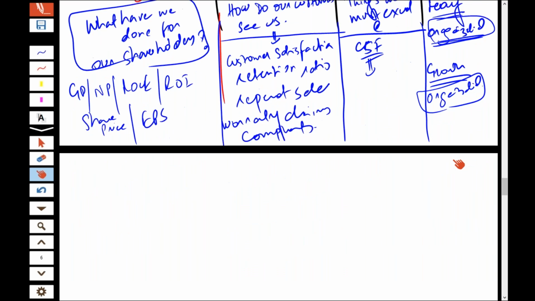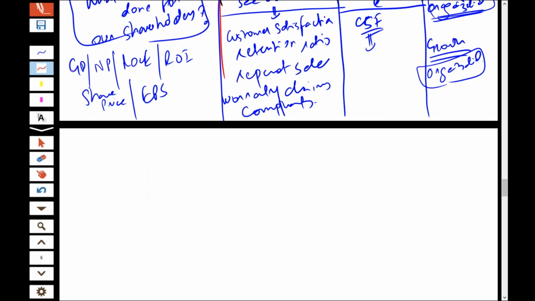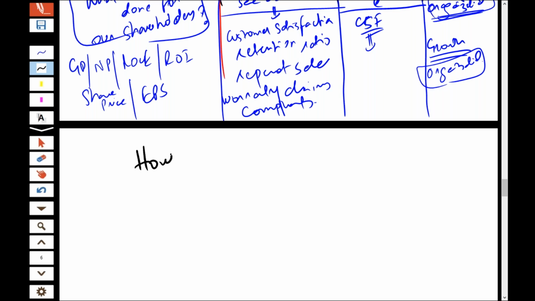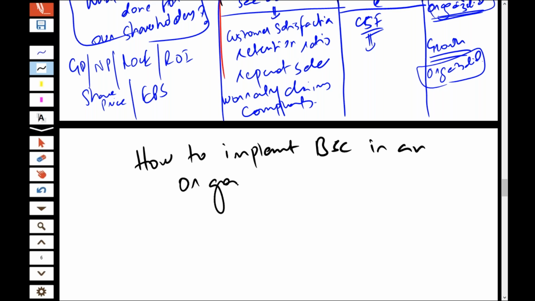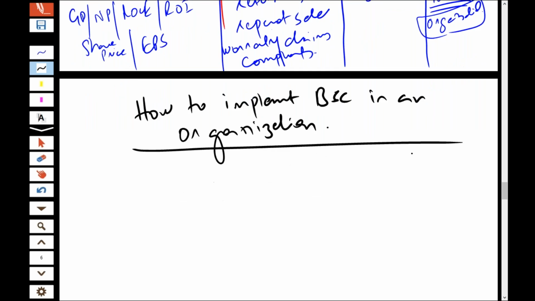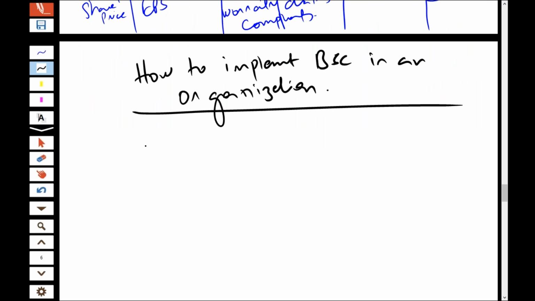Now, an important thing is, how would we implement? The important thing is how to implement balanced scorecard in an organization. How exactly are you going to be implementing balanced scorecard in an organization? So let's try to have an understanding.